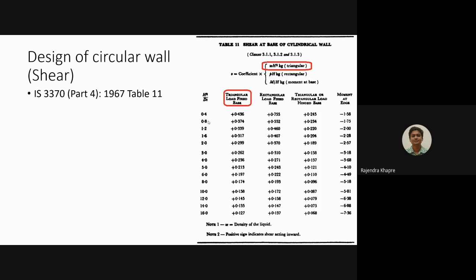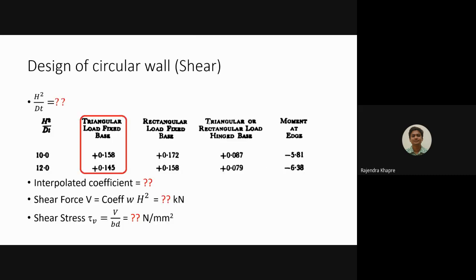If you refer to the second column, the H square by dt value is 11. So 11 falls in between. We have only two values: for 10 the value is 0.158 and for 12 the value is 0.146. So all we have to do is interpolate and find out the coefficient. Tell me.